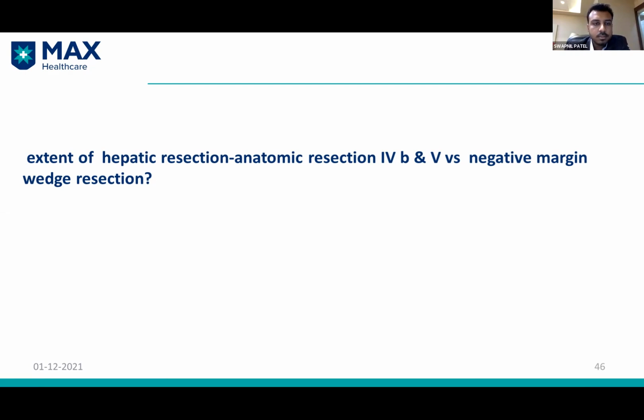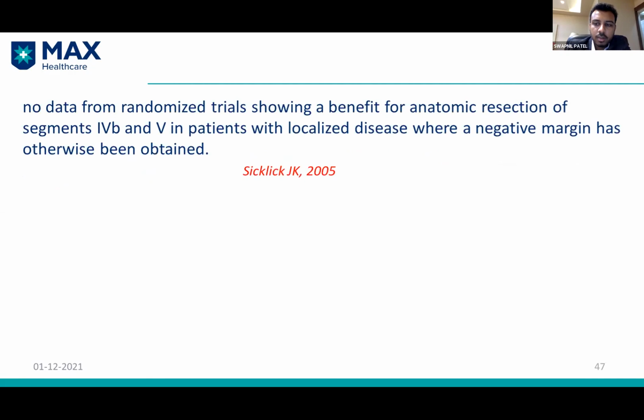Okay. So my next question to Dr. Swapnil is about the liver wedge resection. Do you do liver wedge resection routinely or segmental resection of segment 4B and 5? We do a non-anatomical wedge resection with an adequate 2 centimeter margin. Studies have shown that a non-anatomical resection with a clear margin is as good as segmental liver resection of segment 4B and 5.